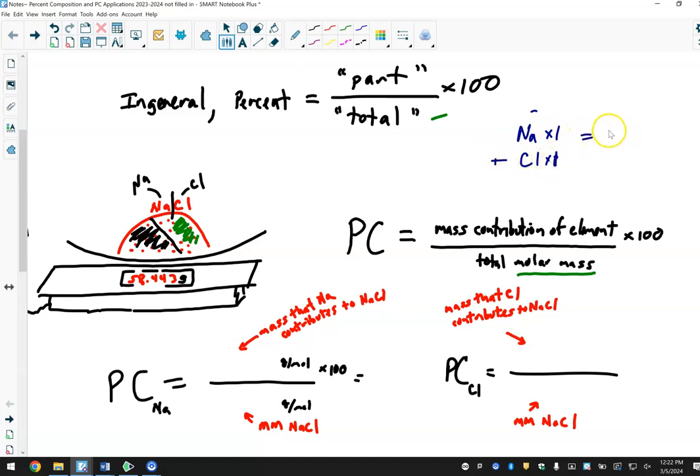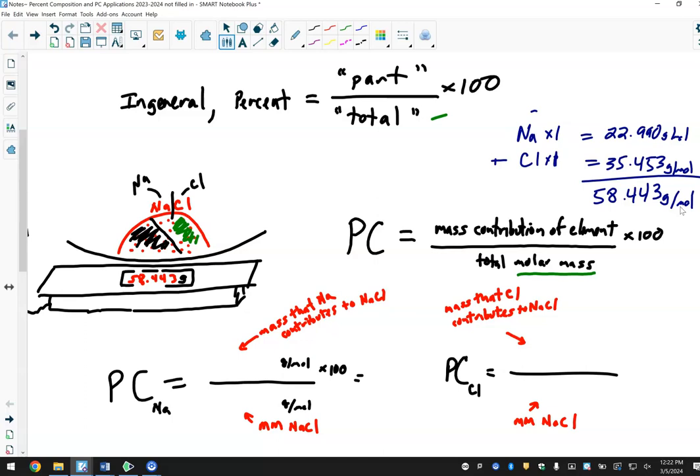So this is going to be 22.990 grams per mole. Yes, that's what sodium brings to the molar mass of sodium chloride. Chlorine brings 35.453 grams per mole, and again for a total of 58.443 grams per mole. That's the total molar mass. But if you think about it, this is your denominator.